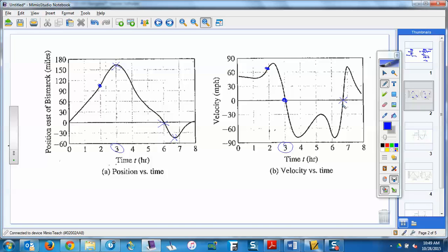So this is the derivative. I guess they call this function P. This they call V, but this would be the same as P prime. This is the derivative of P, right? The rate of change of P. And it has to do with slopes.